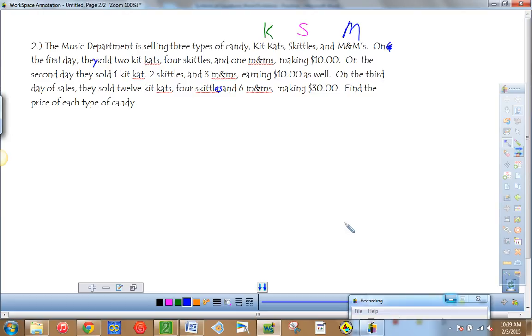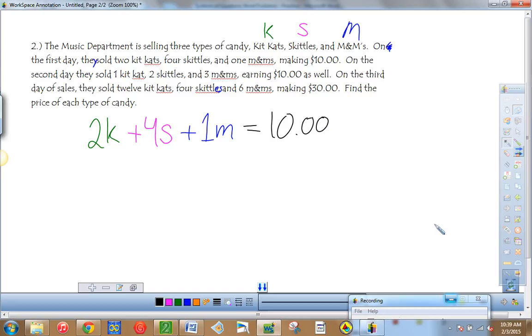They sold 2 Kit Kats. So we got 2 Kit Kats. They sold 4 Skittles. You might want to do a cursive S because S's turn into 5 very easily and it gets scary. And 1 M&M. And what did they get? Equals $30. On the second day, they sold a Kit Kat.